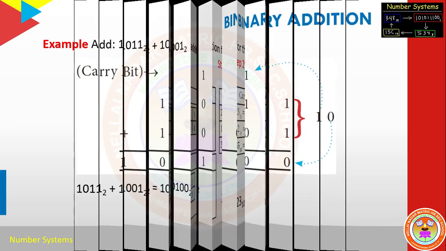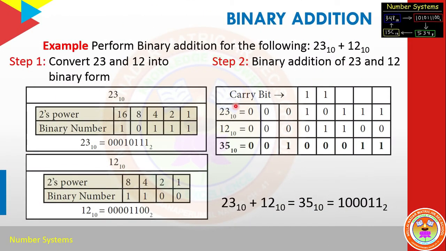Understood? All right. And this is another example for binary addition, but here the values are given in decimal format. You see that both are decimal numbers. Why? Because the base value is 10. So these two decimal values, first of all you have to convert to binary numbers, and after that you can do the binary addition calculation, right? See step number 1. Convert 23 and 12 into what form? First of all, binary form.